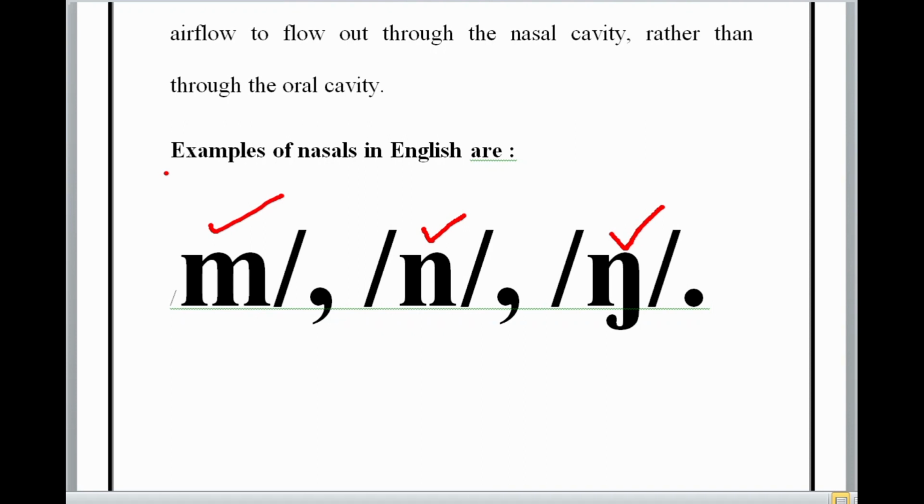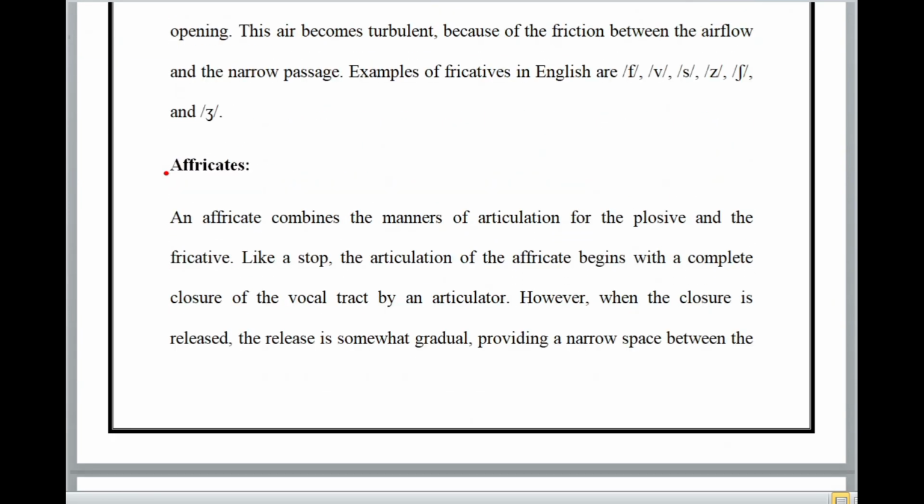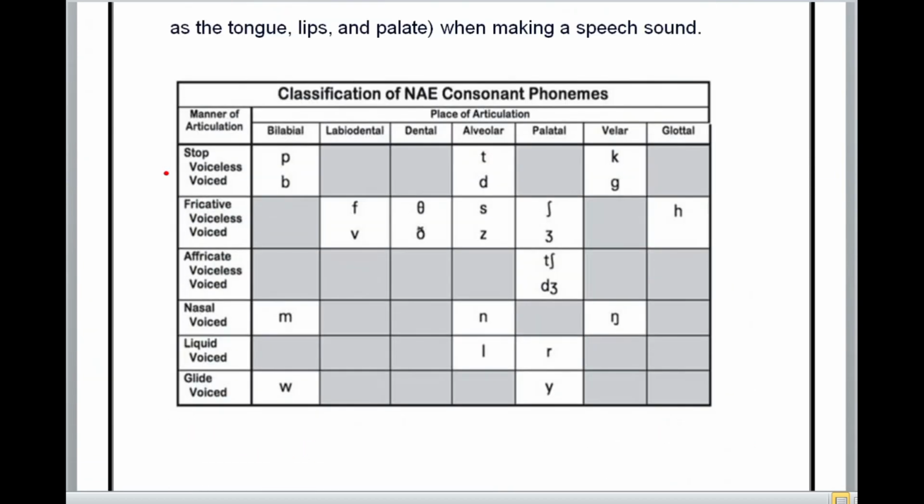Let's see the structure. Are these voiced or voiceless? We will have a chart now, and we will come to know whether these are voiceless or voiced sounds. This is the chart you can see, and these are the nasals. The first nasal is this one, and it is bilabial. We use both lips to pronounce this sound. This is called bilabial according to the place of articulation, and nasal according to the manner of articulation.